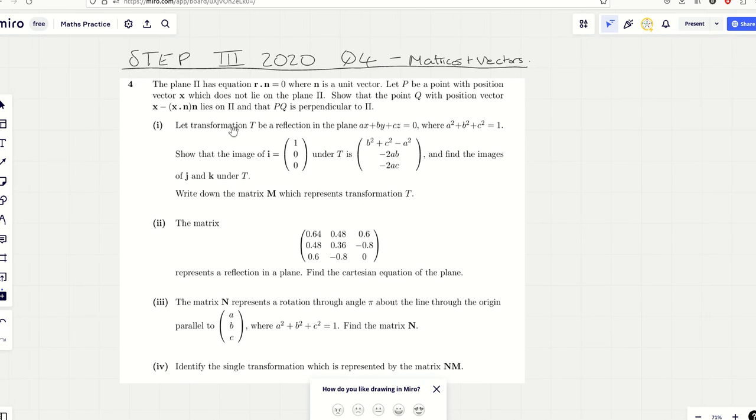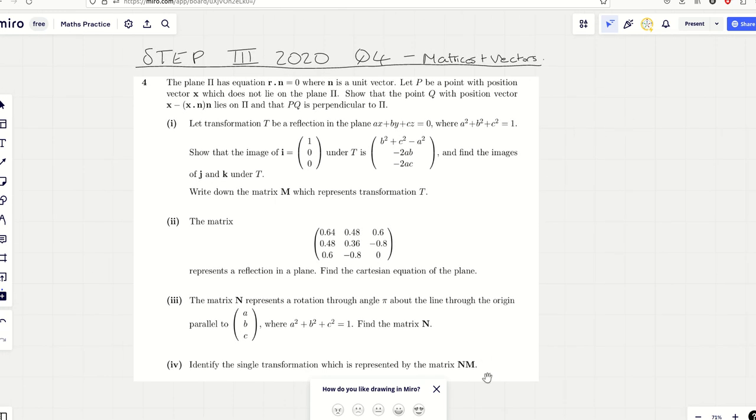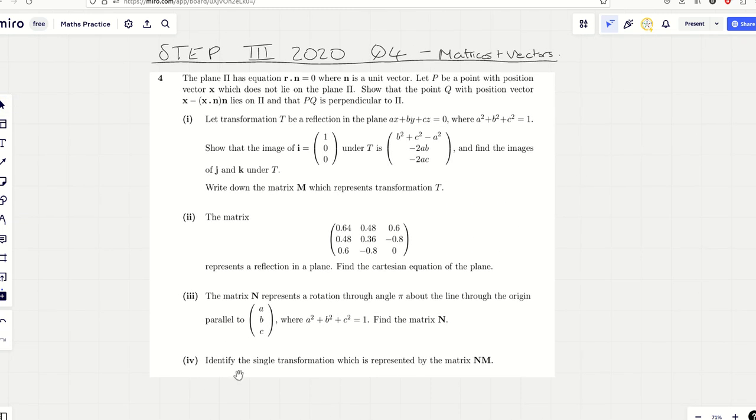Hi everyone, it's just a video of me going through a STEP 3 2020 question 4, which is on matrices and vectors. Now I really like this one. I think I would have got 18 out of 20 in exam conditions. It was just the last little bit where I missed something obvious.